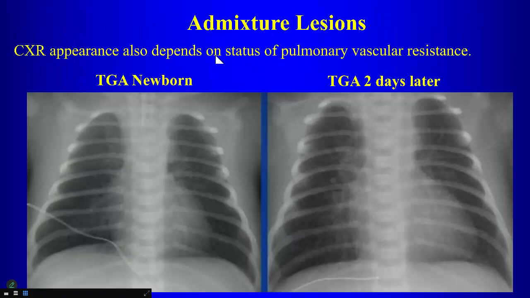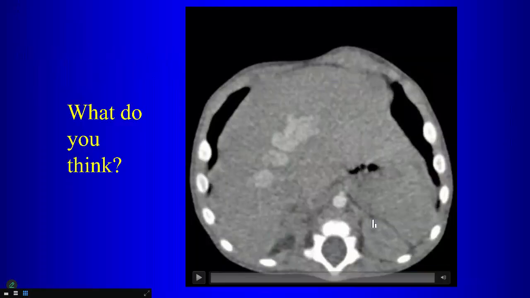Also, you need to know the state of the pulmonary vascular resistance in the newborn period in all conditions where there's increased pulmonary blood flow. In the newborn, that increased pulmonary blood flow may not manifest, but then as the pulmonary vascular resistance decreases, you get more pulmonary blood flow, and you may start to see the changes of the increased pulmonary blood flow in those patients.